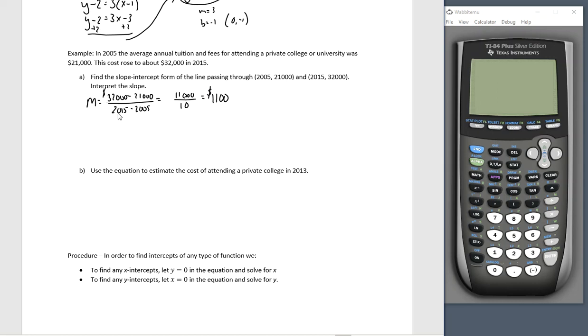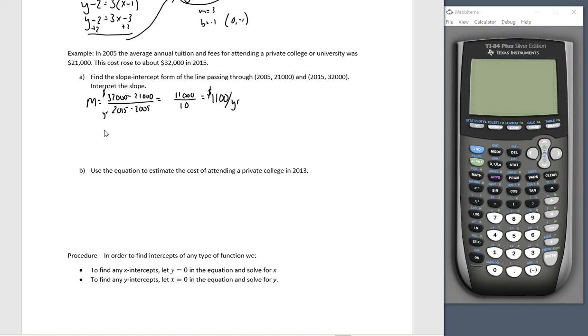Keep in mind the top is dollars, the bottom is years. Dollars per year. And keeping this in mind, that your y value, the output, is the top, so the units come from the y value. The input value, the x, t, the time will be in years. And so that will give you the units. Whew, that was a hard word to come up with. The units for your slope. And it makes it easier to interpret your slope.